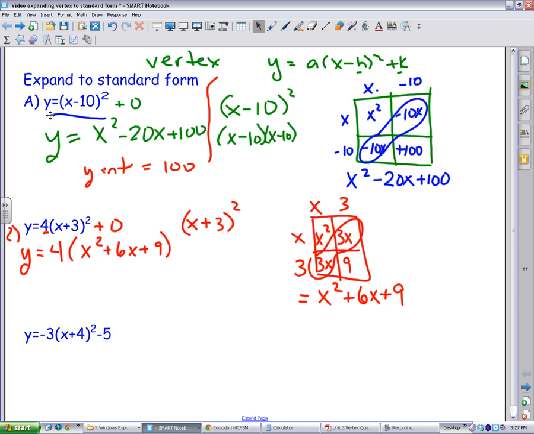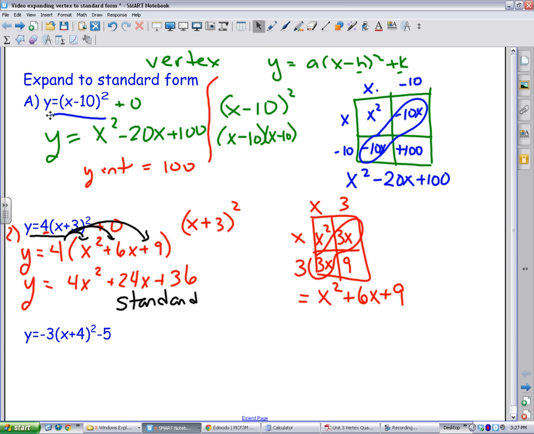And now I will need to distribute the multiplier of 4 into the bracket. So we have 4 times x squared is 4x squared, 4 times 6 is 24x, and 4 times 9 is 36. So the original vertex form, y equals 4 times (x plus 3) all squared, turns into the standard form y equals 4x squared plus 24x plus 36. You'll notice that the a is the same for both.